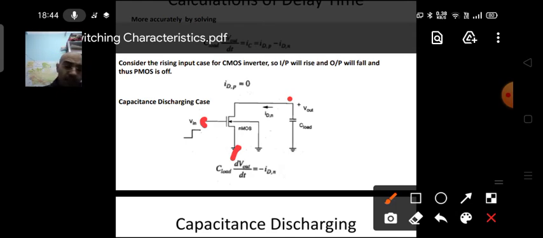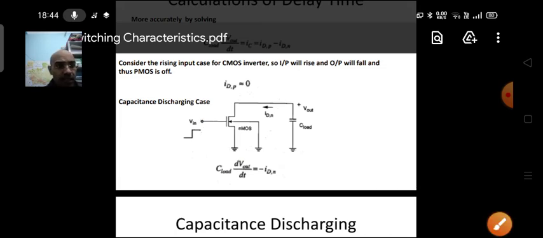But if you check the equation for which region it operates in, you can easily see that in this case VDS will always be greater than VGS minus VTN, because VGS is equal to VDS. If you subtract something from VGS, then VDS will always be greater than VGS minus VTN. That is why your transistor will operate in the saturation region initially.